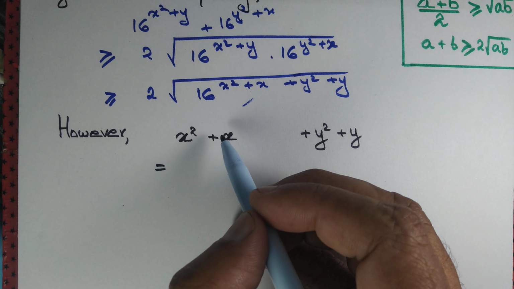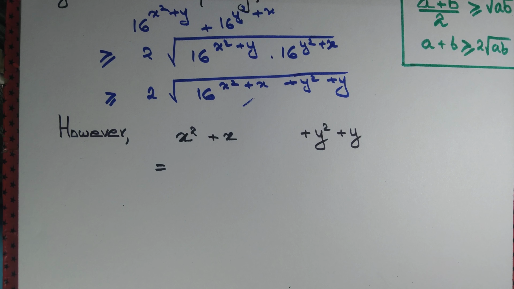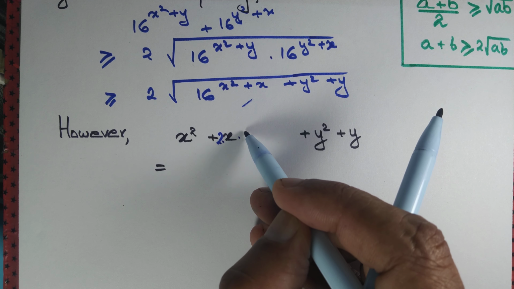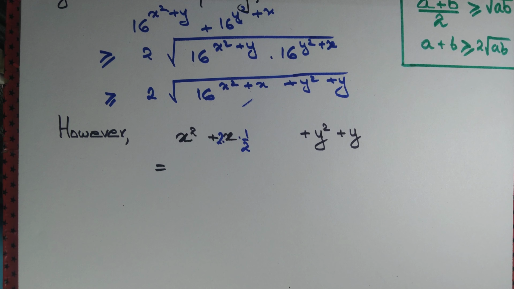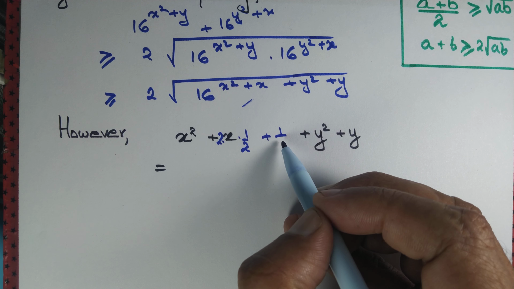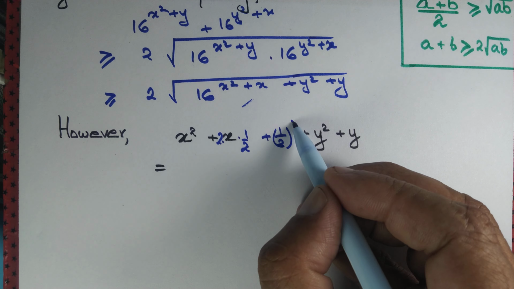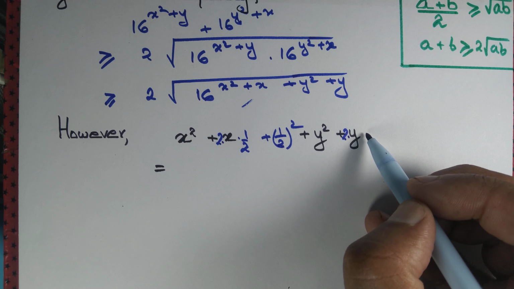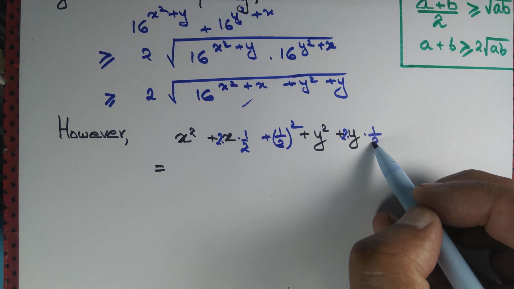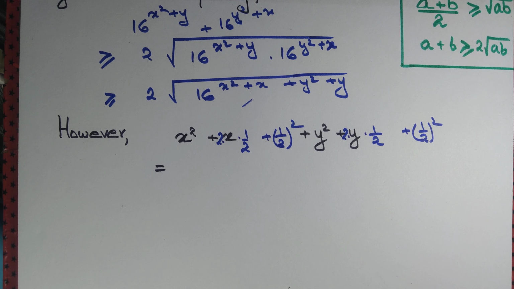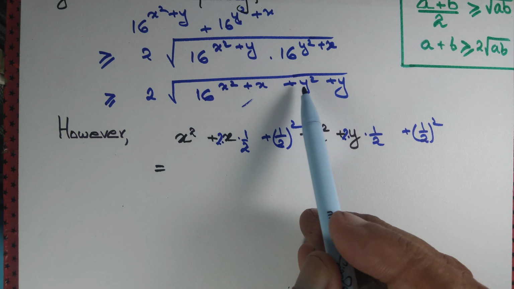x² + x can be written as x² + 2 times x times 1/2. So if we want to render it a perfect square, just add (1/2)². What about this one? y² + 2 times y times 1/2 + (1/2)². Now (1/2)² is 1/4, but we have to maintain the equality.